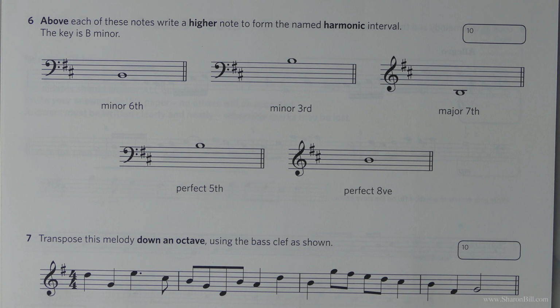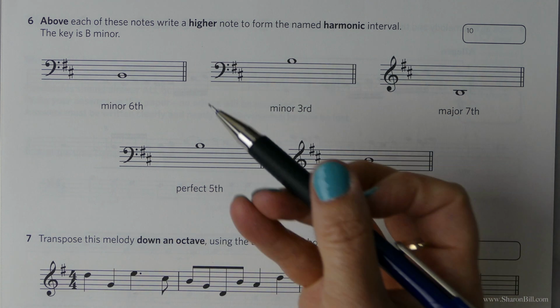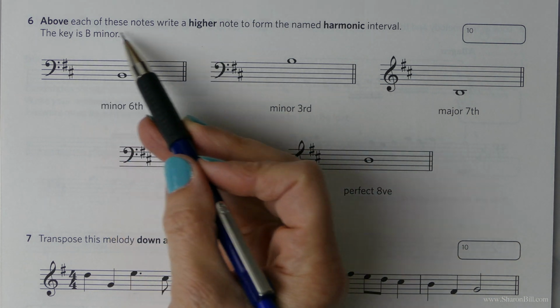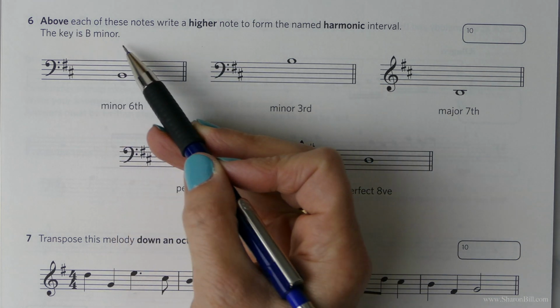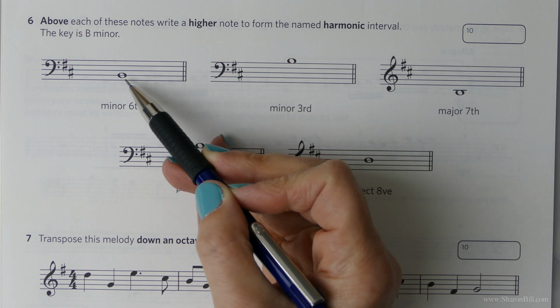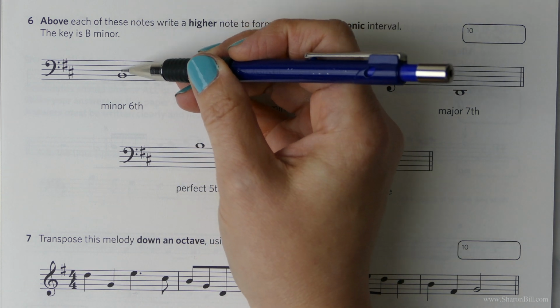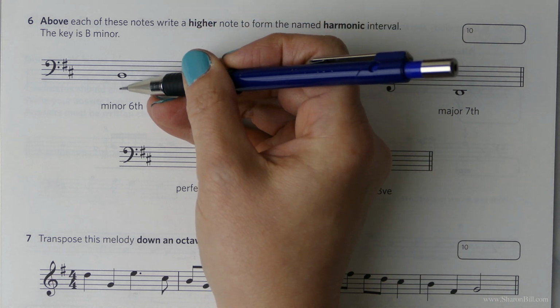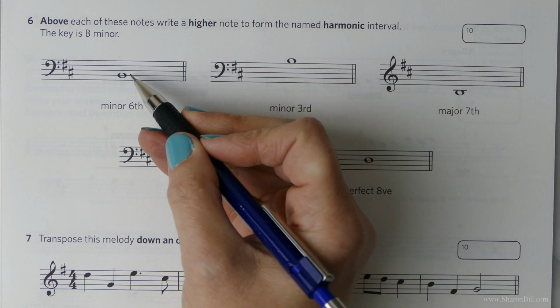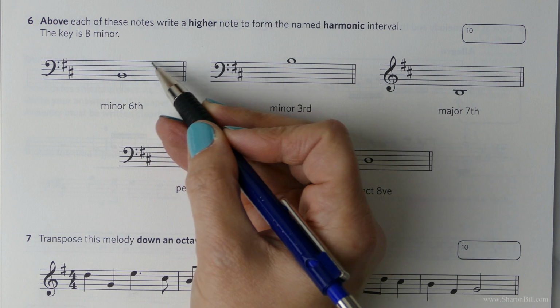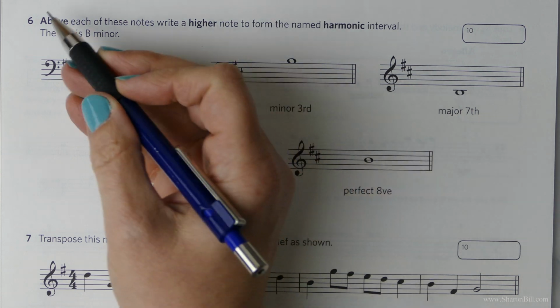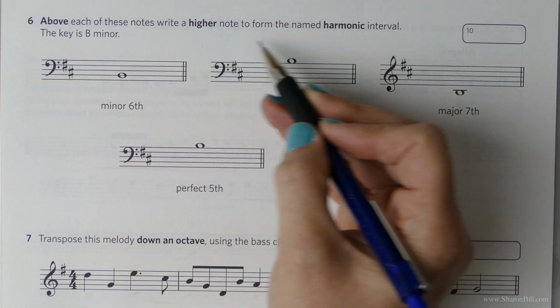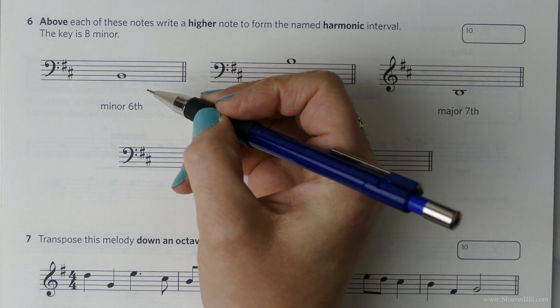So we have to have some idea of the key that we're in here, and we're always counting upwards. Notice these are highlighted. We're writing above and we're counting upwards, and we're writing directly above because we need a harmonic interval which comes together like a chord, rather than one after the other, which is a melodic interval like a melody. So just watch out that you fully answer this. So now we'll work through this together.